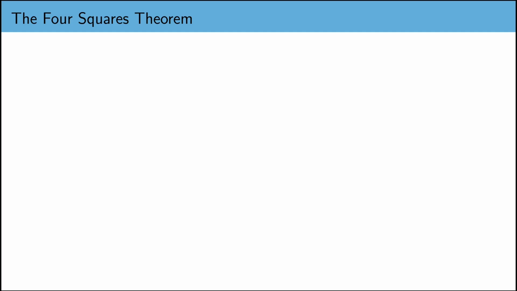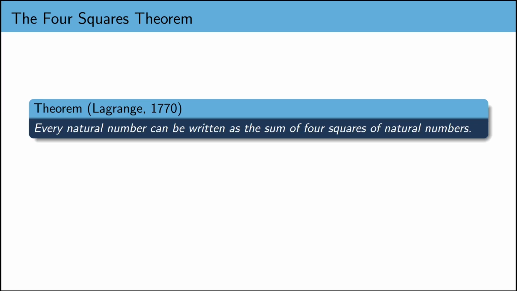The answer is no, and we can show this using a neat number theoretic result. Every natural number can be written as the sum of 4 squares of natural numbers. This is fairly simple to prove, but I won't prove this result in this video. I'll link to some proofs in the description.